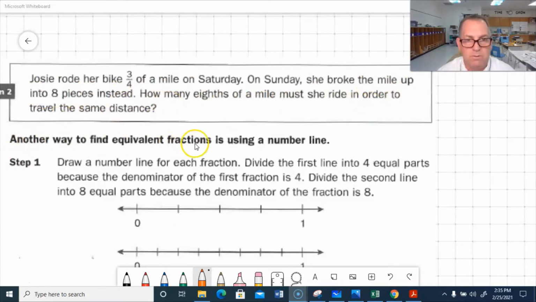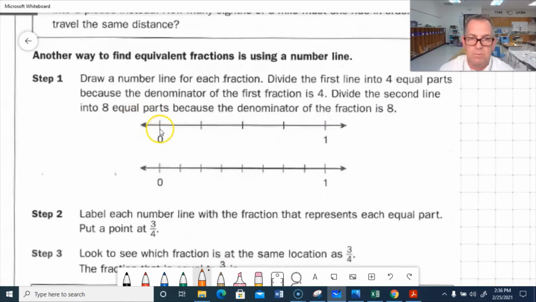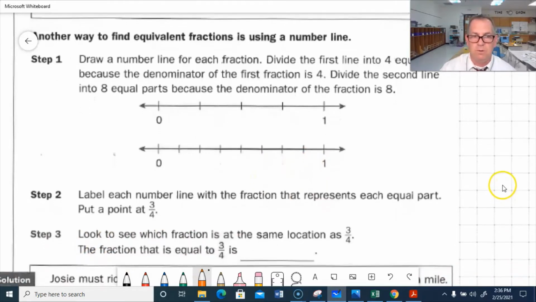So right here says another way to find equivalent fractions is using a number line. And step 1 is draw a number line for each fraction. Divide the first line into 4 parts because the denominator of the first fraction is 4. Divide the second line into 8 equal parts because the denominator of the fraction is 8. So they did that right here. We have a number line that's broken into 4 equal parts, 1, 2, 3, and 4. We have a number line that's broken into 8 equal parts, 1, 2, 3, 4, 5, 6, 7, and 8.